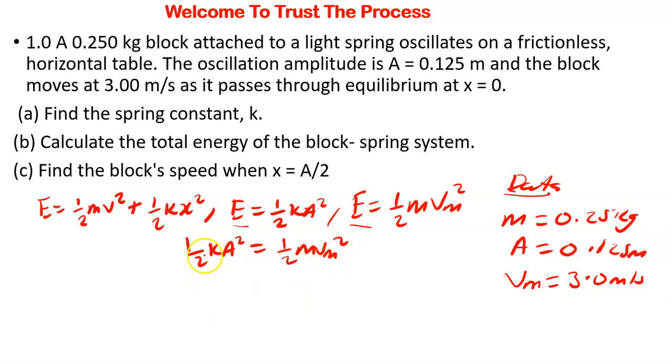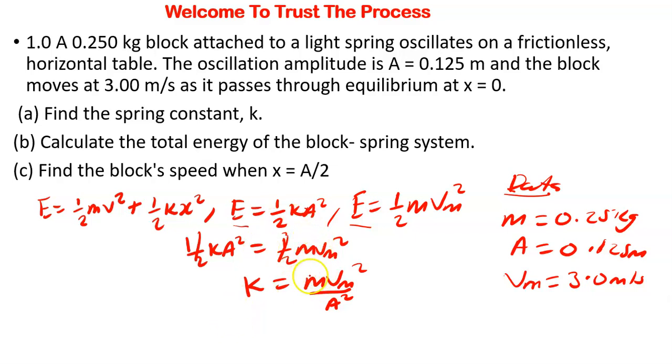The question wants us to find the spring constant. Hence the halves go, then divide both sides by a². You are going to say k is equal to m v_max² over a².